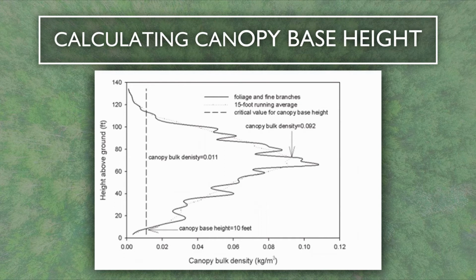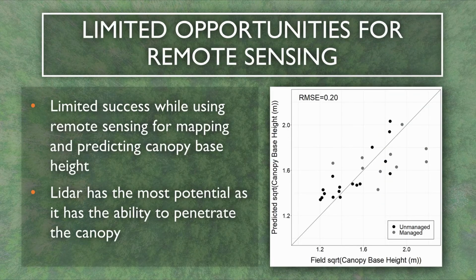However, this value was chosen rather arbitrarily and lacks both empirical and theoretical evidence to show that it's an appropriate threshold to use. Using this method to calculate canopy base height in conifer forests of western North America has led to an underprediction of potential crown fire behavior.